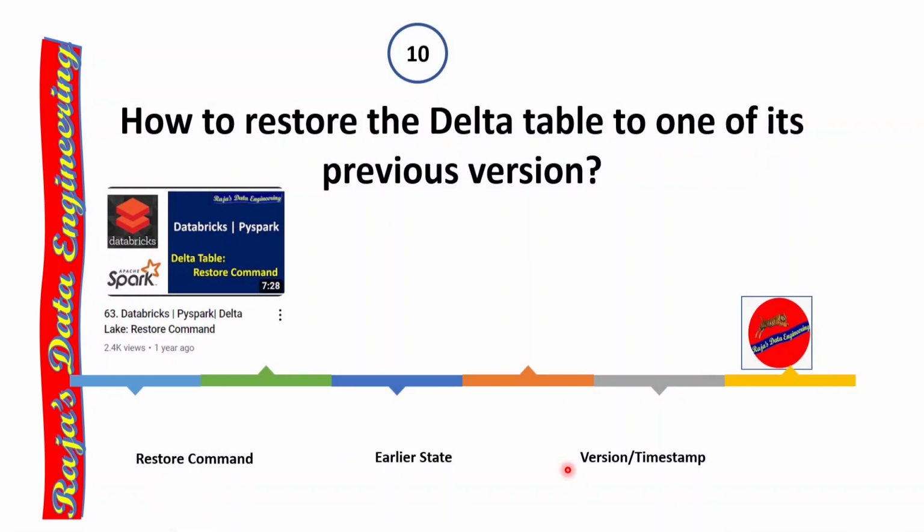Moving on to the next one, how to restore the Delta table to one of its previous versions. For that we have to use the restore command. People used to confuse time travel with the restore command. Coming to restore, this is permanently restoring one of the previous versions to the latest version.